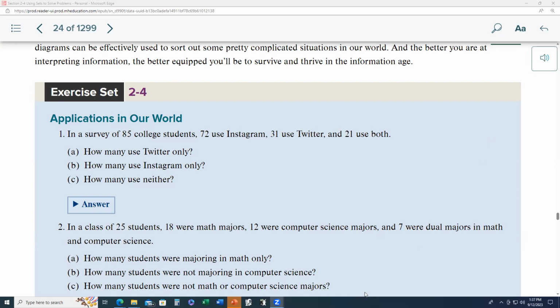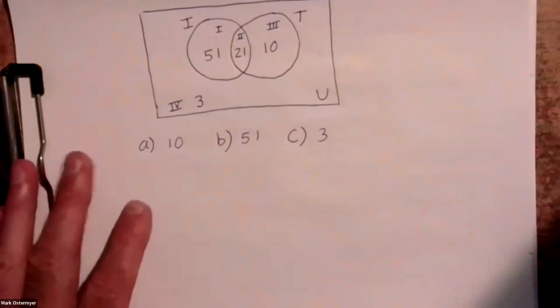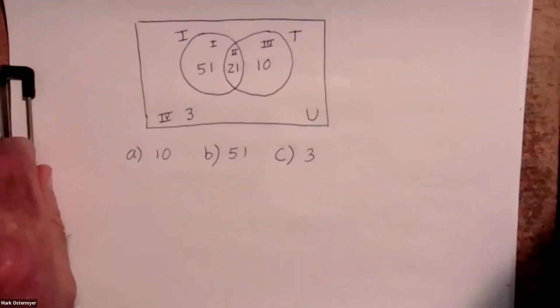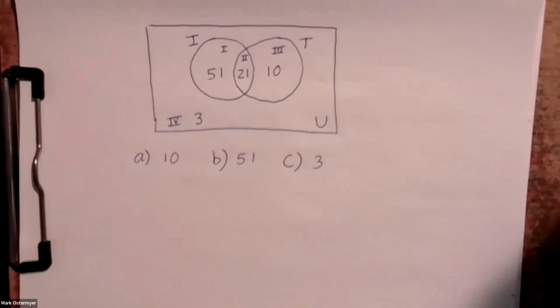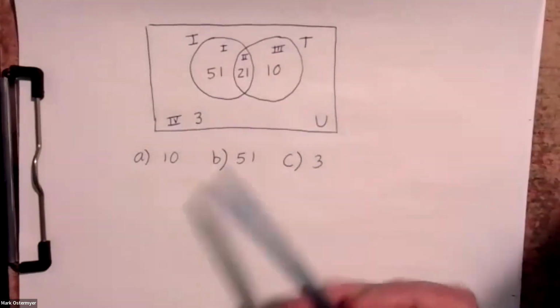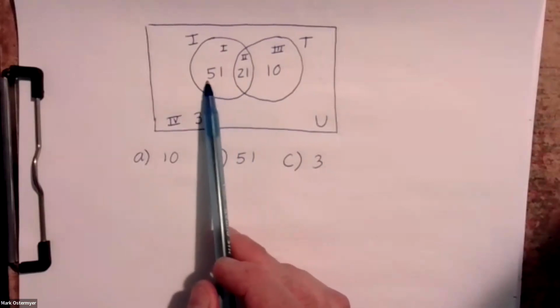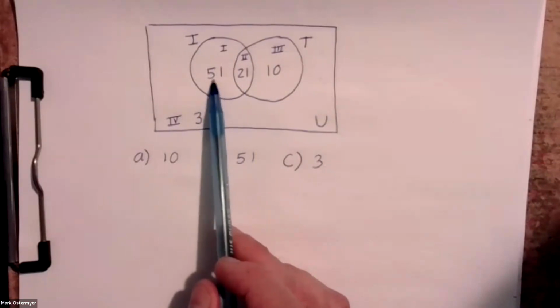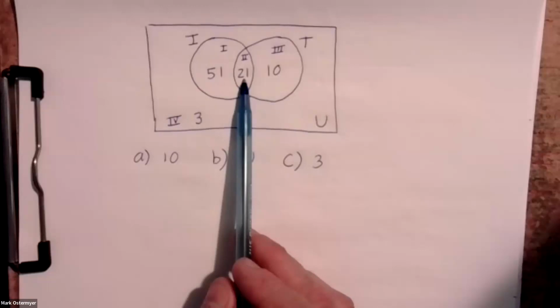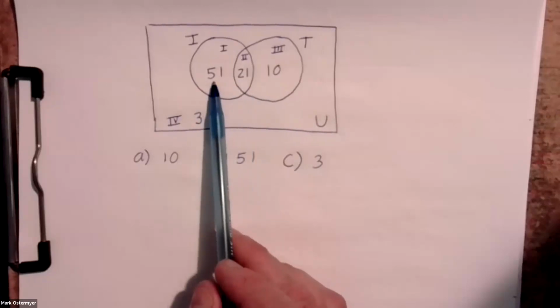Okay, so here we go. I will show you my results here. And there you go. I have a circle for Instagram, and for Twitter. 21 used both. And how did I get my 51? Do we understand that? Those that just used Instagram alone? 72 subtract 21. That's right. 72 used Instagram. So 72 minus 21 accounts for 51 that just used Instagram.